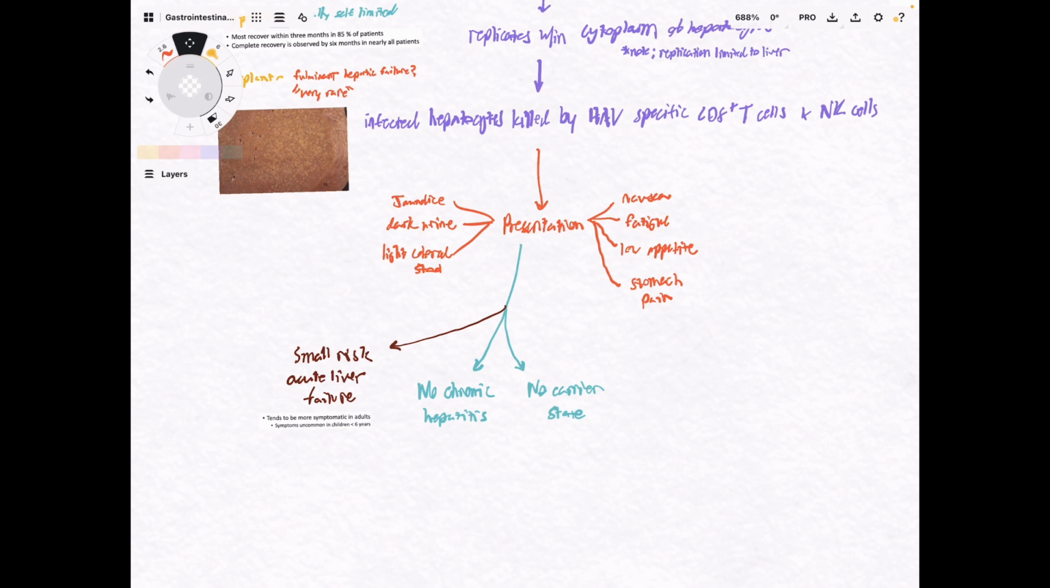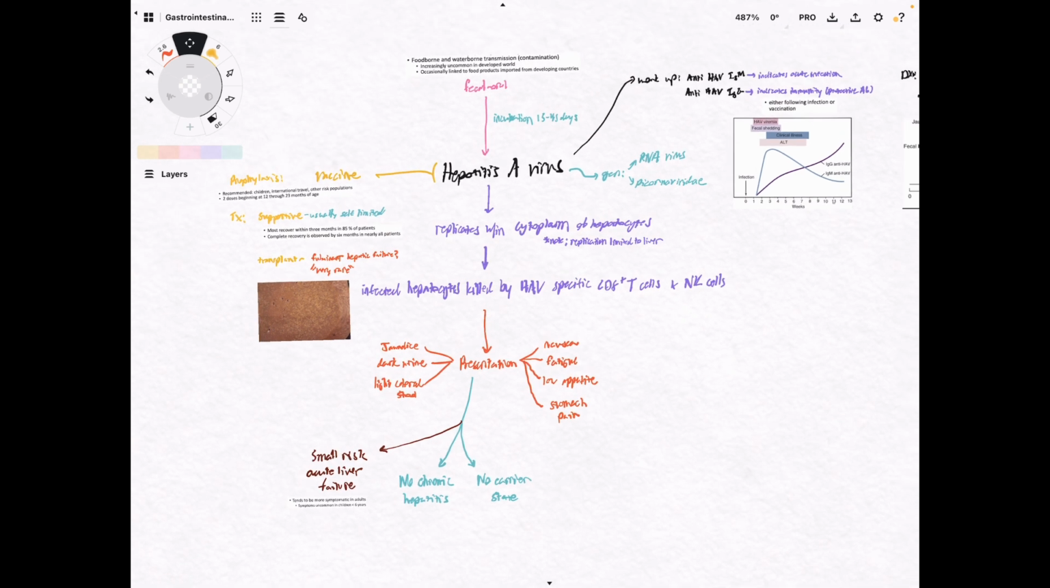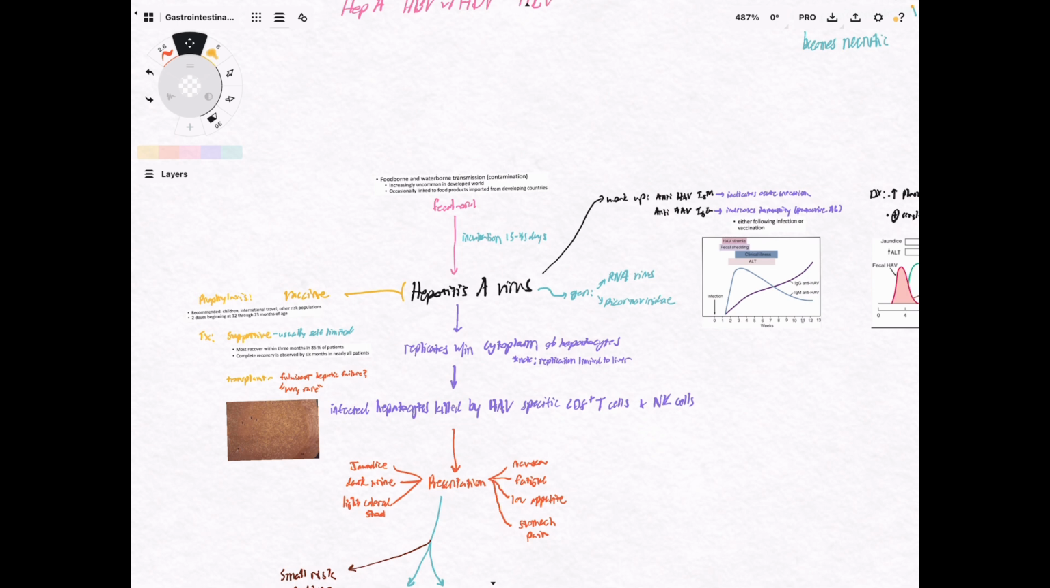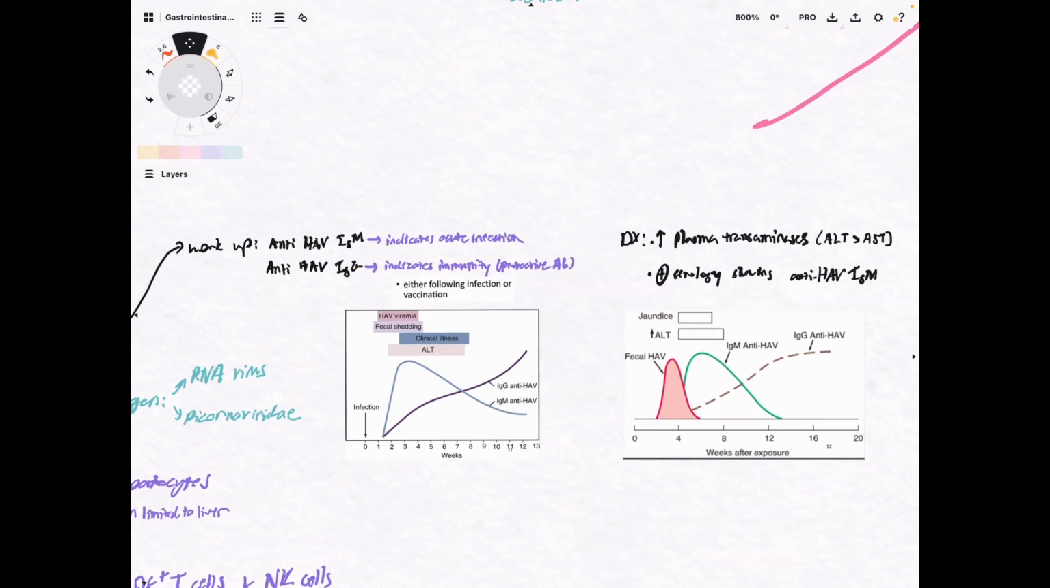And they don't have really big carrier states, so it's going to be gone in about 2 months. This is one of the lesser ones to worry about. Still be on the watch out for it because it can progress to acute liver failure very rarely. To work this one up, we're going to want to get some hepatitis A antibody studies. So if they present with IgM, that means the infection is acute. And if they present with IgG, it indicates that they are immune to it, either following the infection or vaccination.